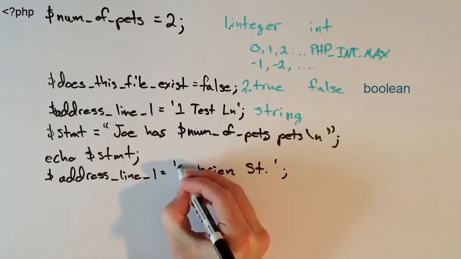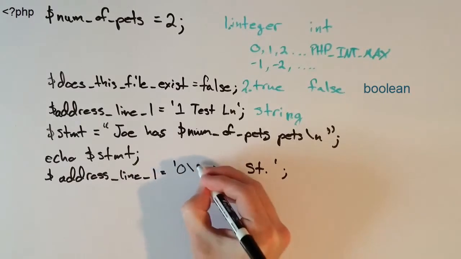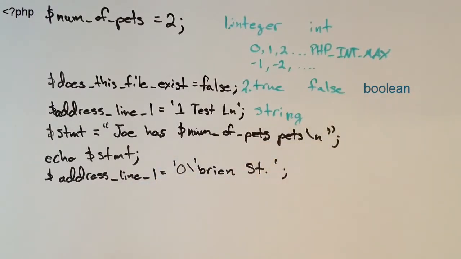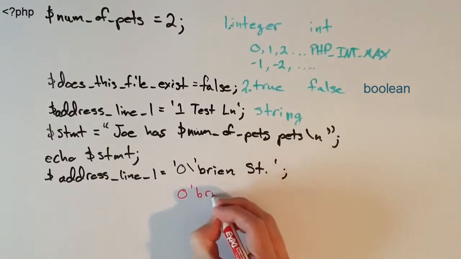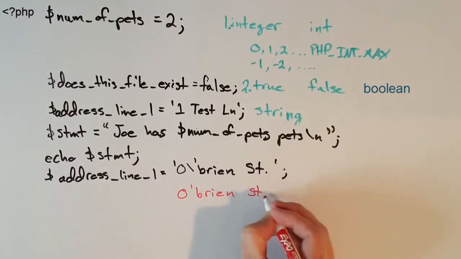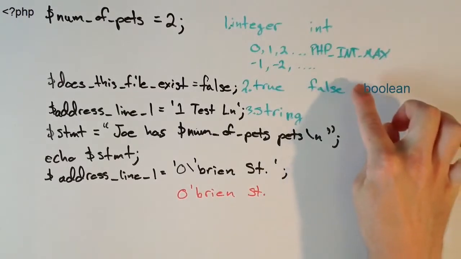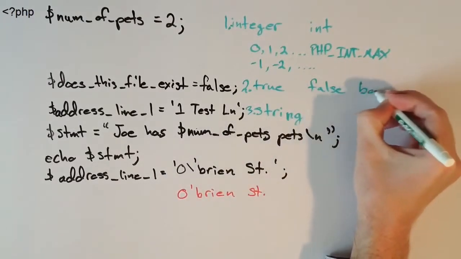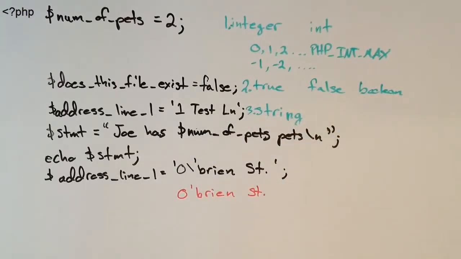If you want to actually print out the literal apostrophe, you would have to escape that apostrophe, and you would do a \apostrophe. And so when I print out address line 1 for output, which I'll just write in red, it would actually print out O'Brien Street as output. So those are three different types of data. You have an integer, you have a Boolean value, and you also have a string.